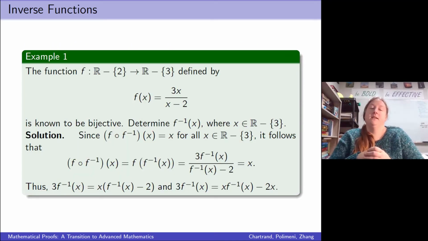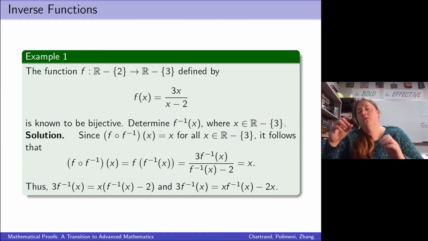So let's take a look at an example of how we might find an inverse. So here I have a function. We've already shown that this function is bijective. So we have f(x) equals 3x divided by x minus 2, and we're going from the real numbers without the element 2 to the real numbers without the element 3. Now, we know that f composed with f inverse of some element x equals that element x for all elements in our domain.